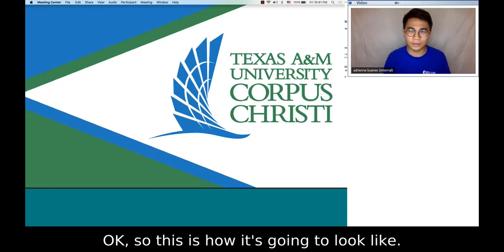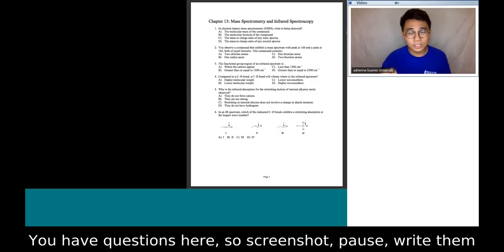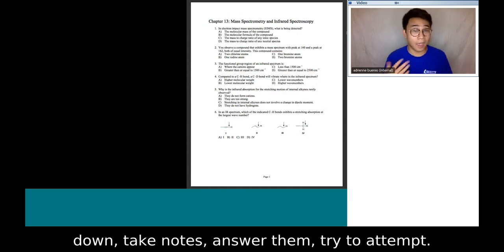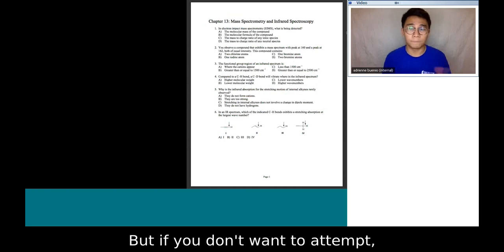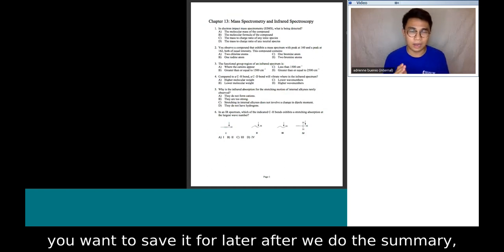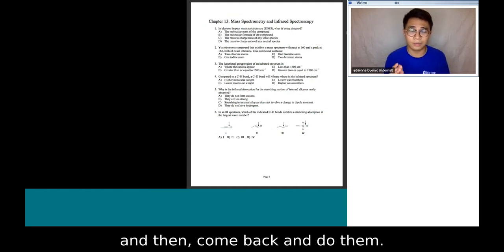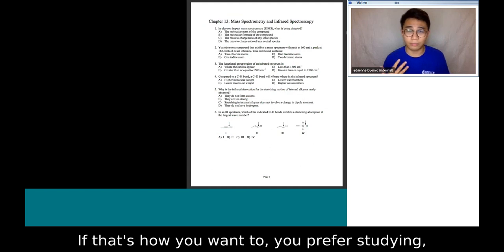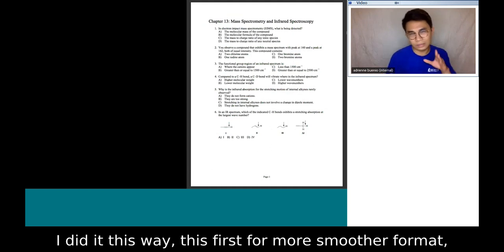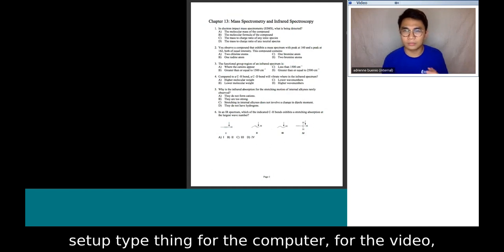This is how it's going to look. You have questions here, so screenshot, pause, write them down, take notes, and try to attempt them, right? But if you don't want to attempt them, and want to save it for later after we do the summary, feel free to skip all of these and go straight to the summary, and then come back and do them if that's how you prefer studying. I did it this way first for a smoother format setup for the computer, for the video, for recording.